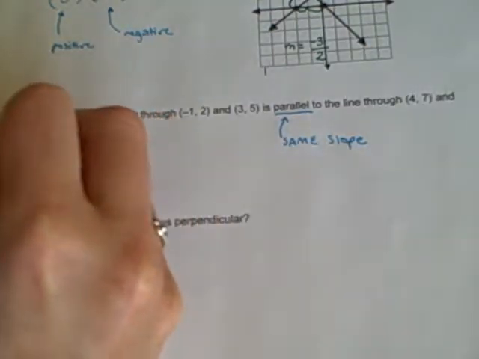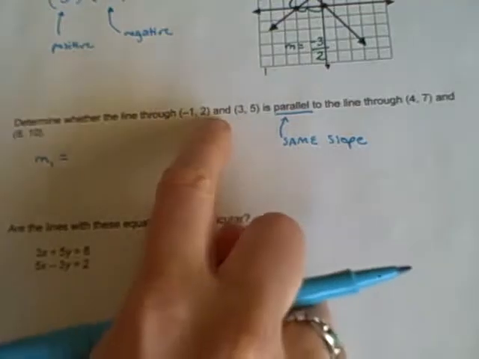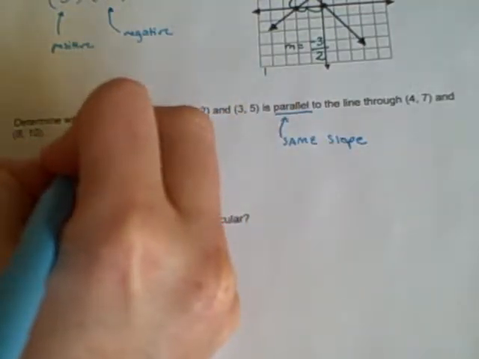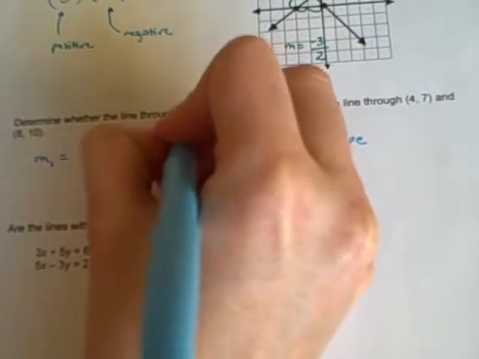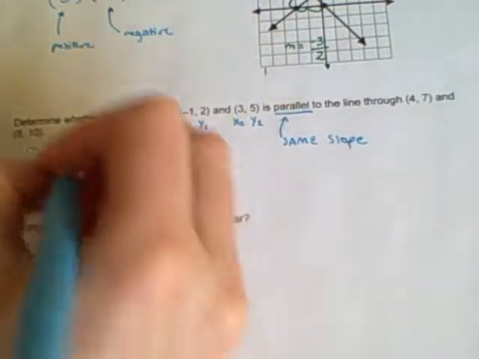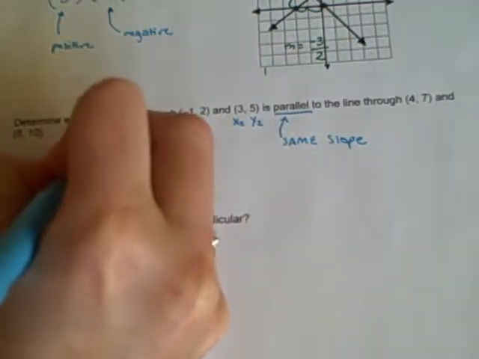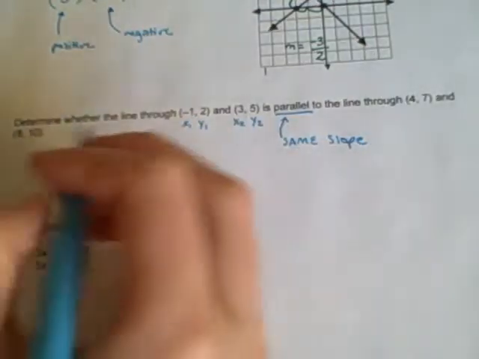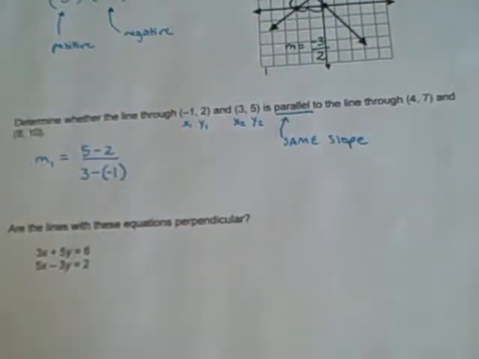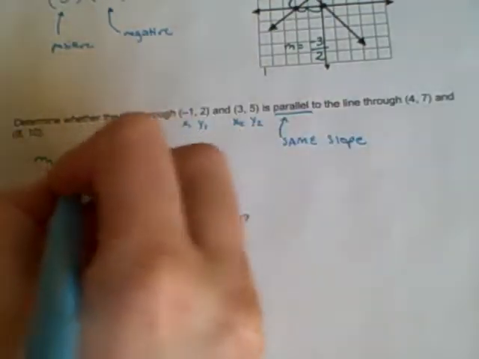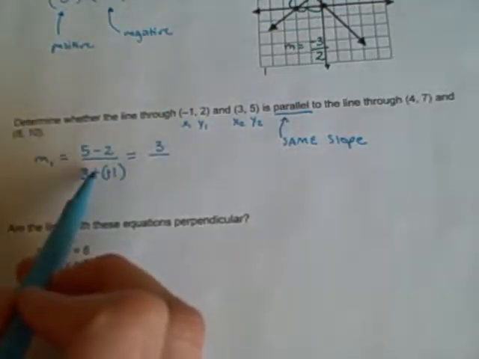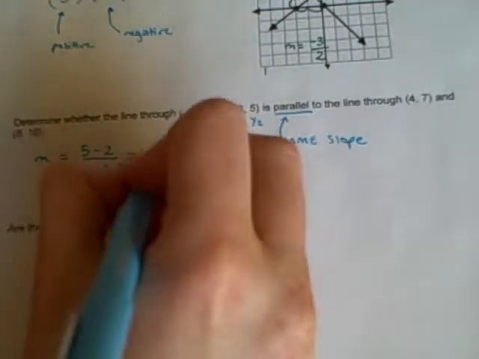So the first line, I'll call this slope 1. We're going to use these first 2 points. So y2 minus y1. So we can label these real quick. This is x1, y1, and x2, y2. So that's 5 minus 2 on the top and 3 minus negative 1 on the bottom. So I end up with a 3 on the top, and my taking away a negative turns into a positive, and a 4 on the bottom.